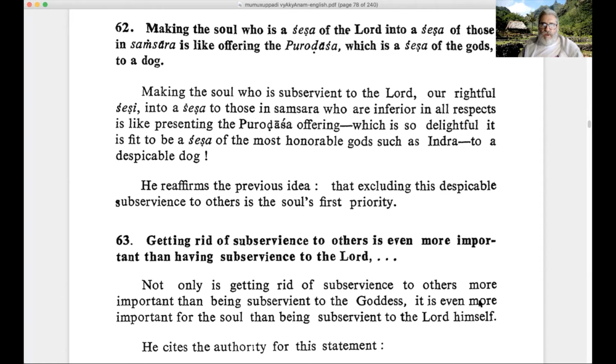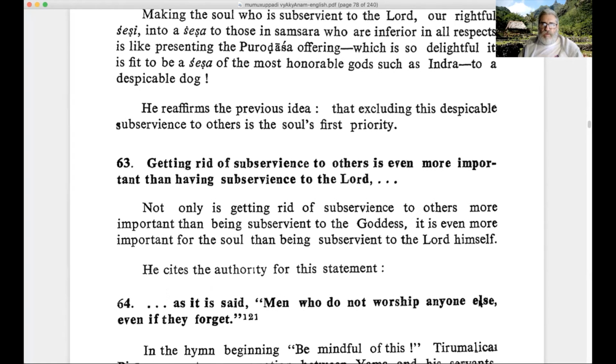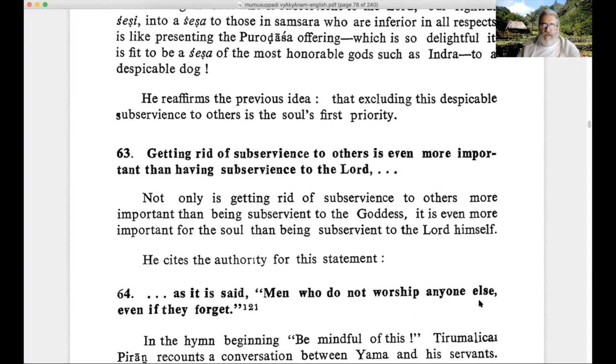He reaffirms the previous idea that excluding this despicable subservience to others is the soul's first priority. Your number one priority is to get this out of your head, that you're a servant to somebody else, and to fix firmly in your mind that you are only a servant exclusively to the Supreme Lord. That is the priority. So let's see how Periyavachan Pillai Namacharya talks about it.